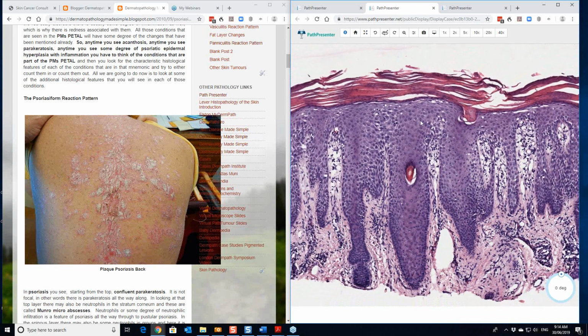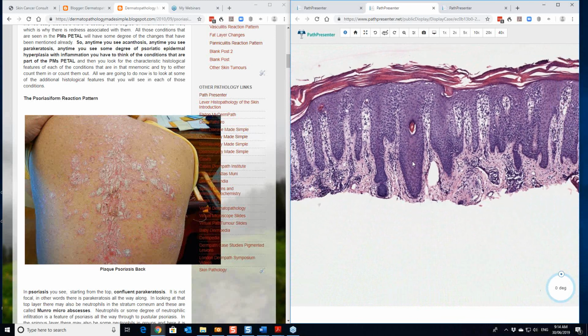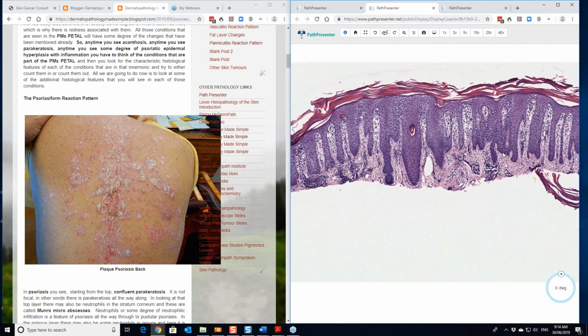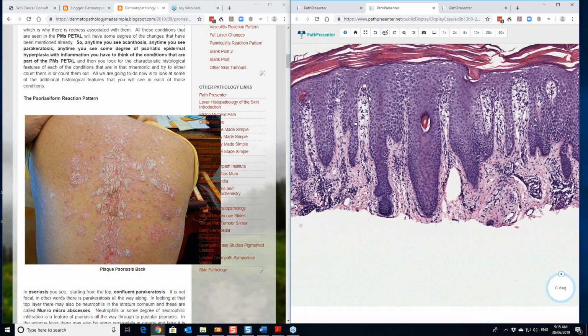There's acanthosis here. There's elongation of the rete ridges as well. Sometimes those rete ridges join up a bit too. They're usually blunt-ended. There are very thin suprapapillary plates. There are often dilated vessels in these suprapapillary plates, and that's what gives you part of the redness that you're seeing here because of the increased blood flow.